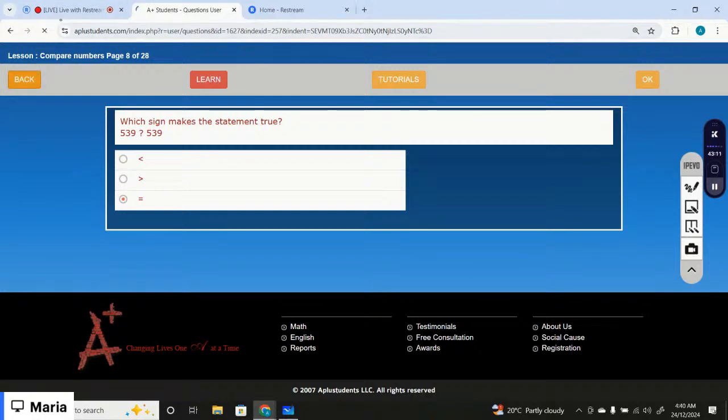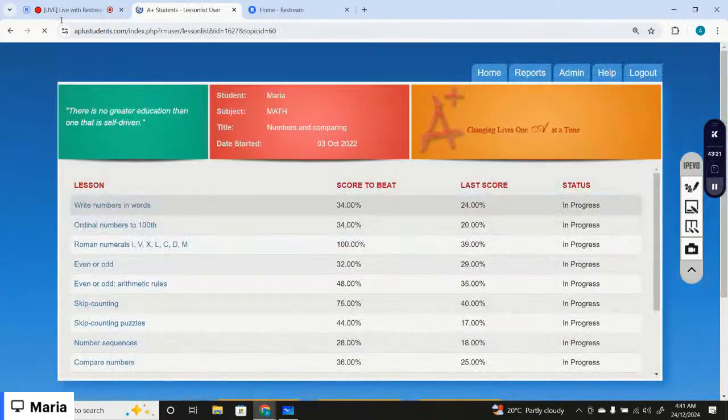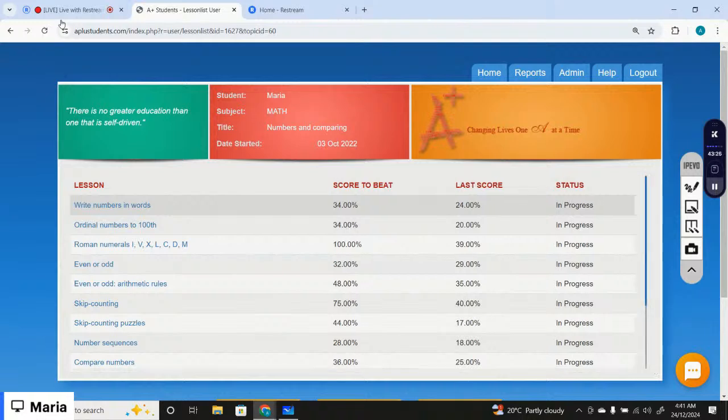So we were working on grade 3 math. The chapter we're working on is numbers and comparing. The lessons we have covered today are skip counting puzzles, number sequences, and compare numbers. So please make sure before the next session you complete all the practice questions for the lessons we just did. That is your homework until next session.